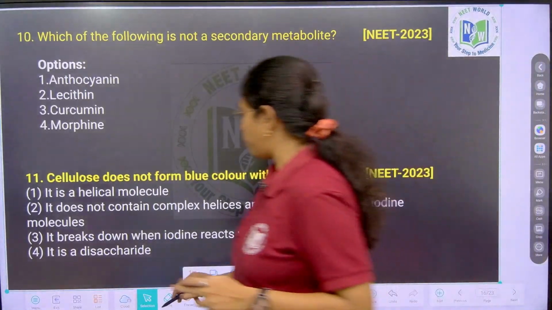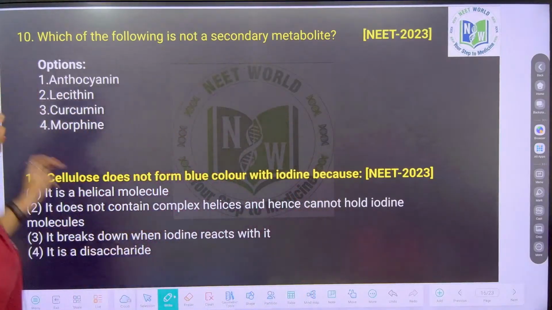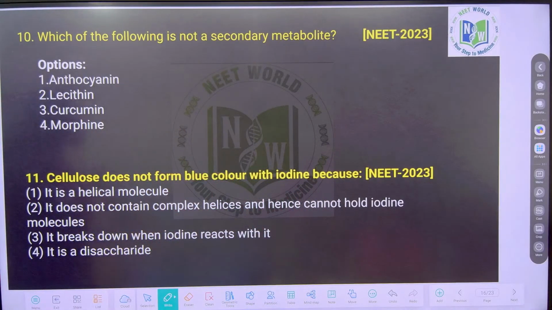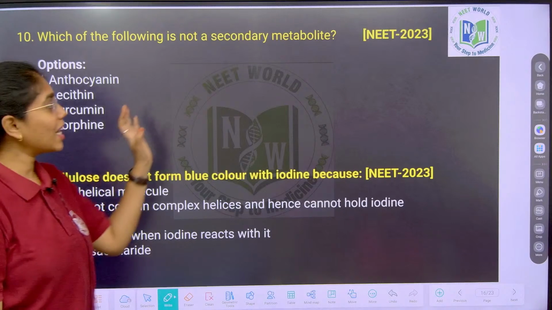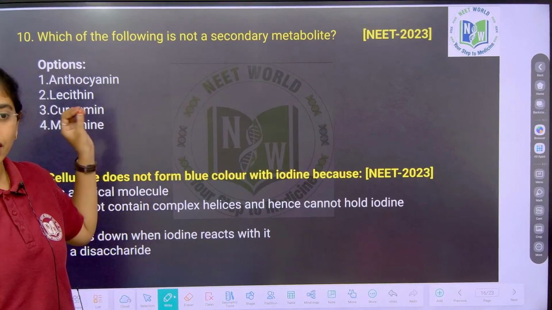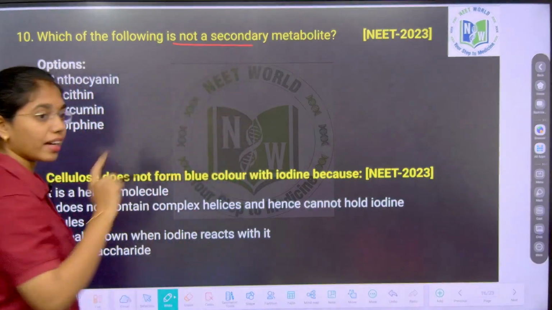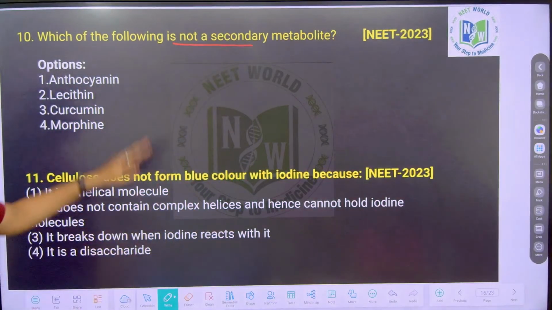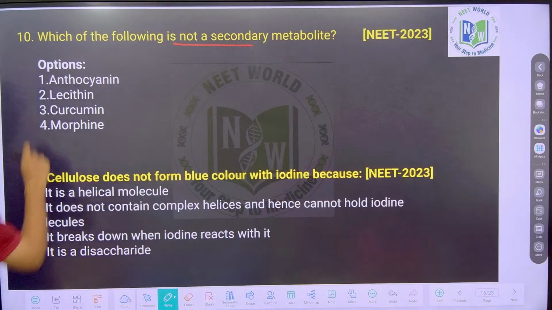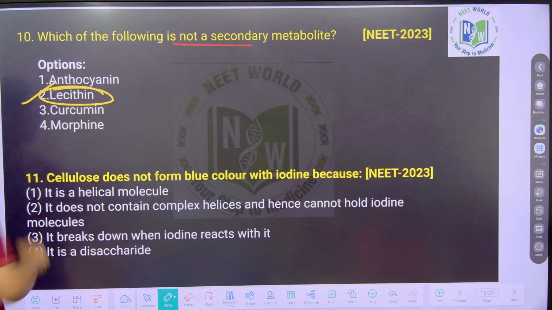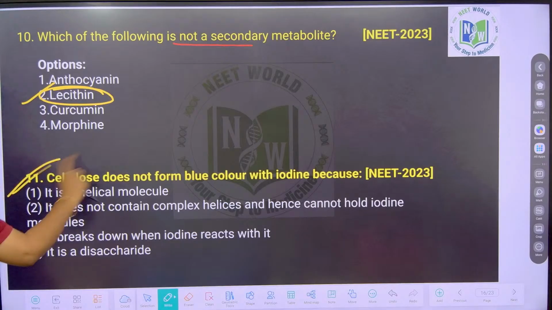Good. Think and answer. Which of the following is not a secondary metabolite? Yesterday what did I tell you? Whenever you are coming across a question, you have to see whether they are asking for the right or the incorrect answer. So which is not a secondary metabolite? Lecithin. Lectin is a secondary metabolite, not lecithin.